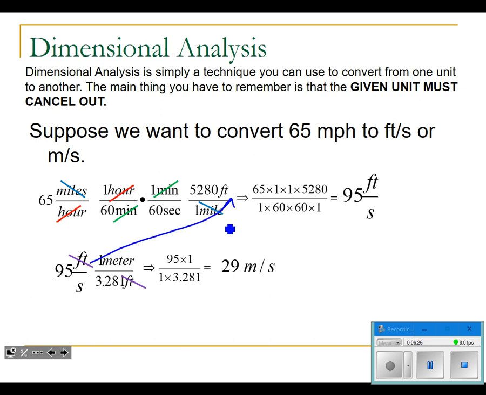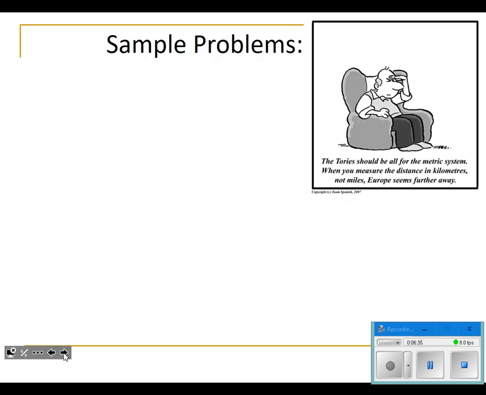So we could add it right there and just do it all in one step, and not do it as two broken pieces like this. But that's just a way to look at it, and we would end up with 29 meters per second. Okay, so now I want to go from 5 years to minutes.